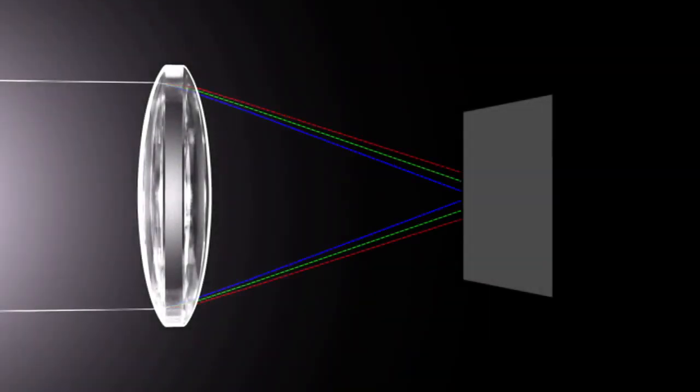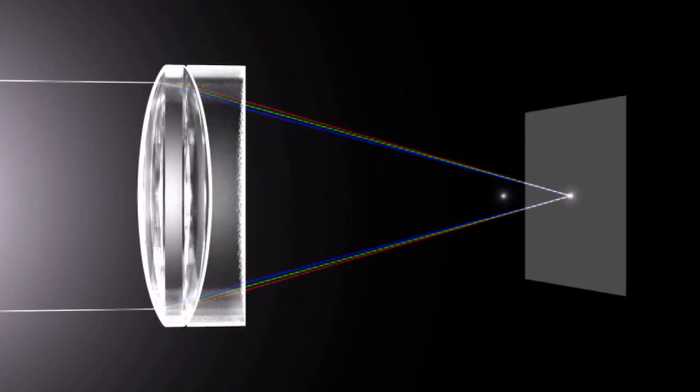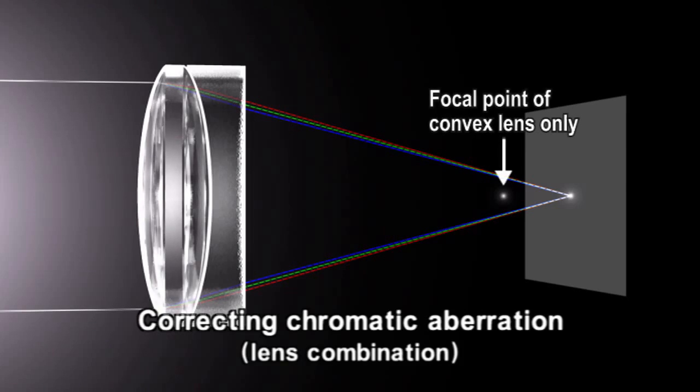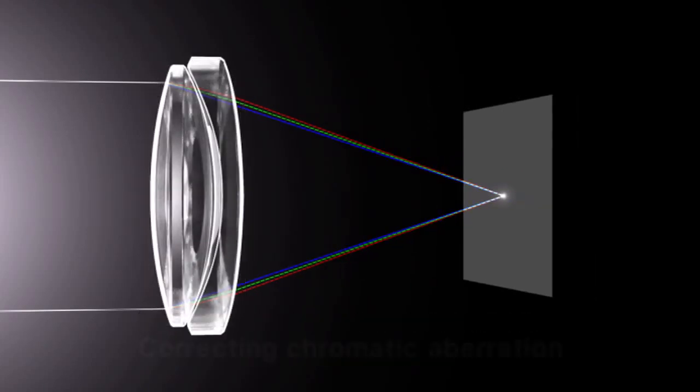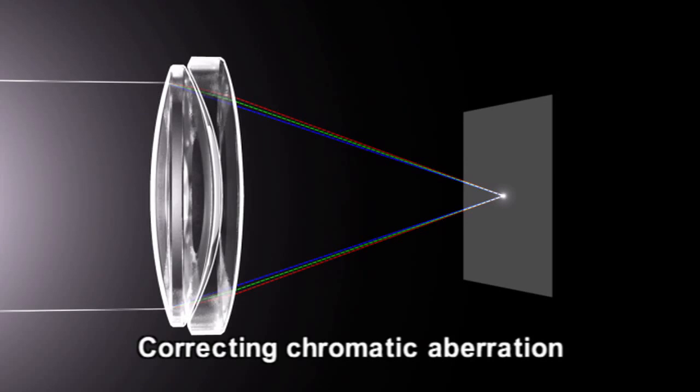Chromatic aberration can also be corrected by combining convex and concave lenses. Moreover, by joining lenses made of different materials, it is even possible to correct chromatic aberration without changing the position of the focal point.